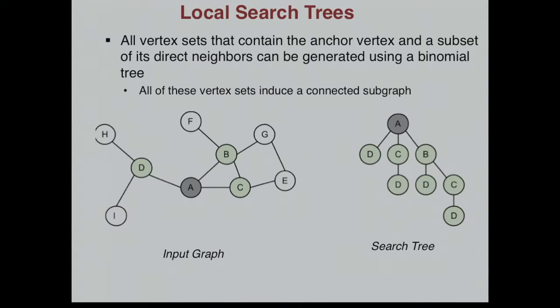So essentially the idea is this. If we simplify the problem as just enumerating all the subgraphs that contain the immediate neighbors of a given node, so a given node is A here, and I just want to generate all the subgraphs that contain A and its immediate neighbors, then this can be done using a binomial tree, right? So the entire algorithm is based on this observation.